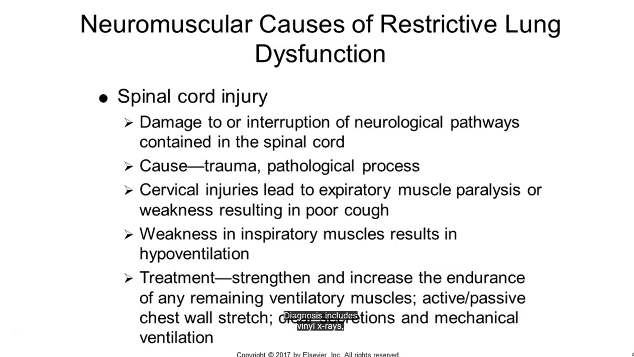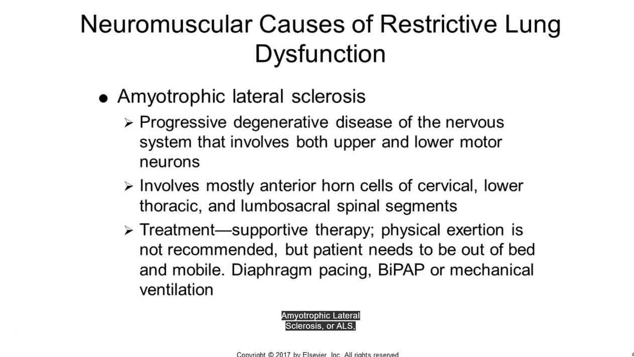Diagnosis includes spinal x-rays, myelograms, CT scans, and MRIs. The patient may require short-term or long-term mechanical ventilation and pulmonary toilet. Amyotrophic lateral sclerosis, or ALS, is a progressive degenerative disease that involves both upper and lower motor neurons. The average life expectancy is 2 to 5 years from diagnosis, as the muscles of swallowing and breathing weaken and waste.